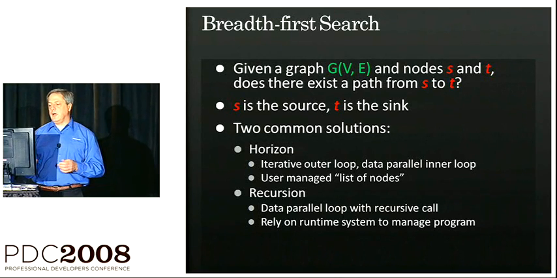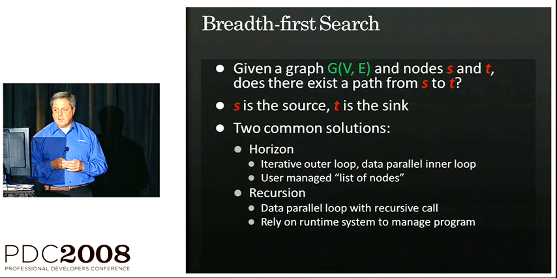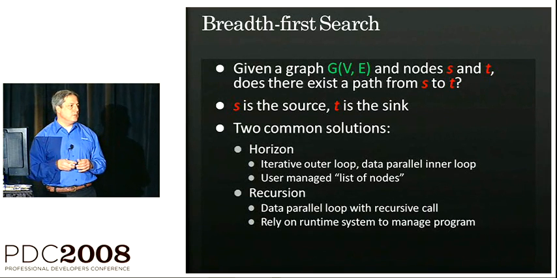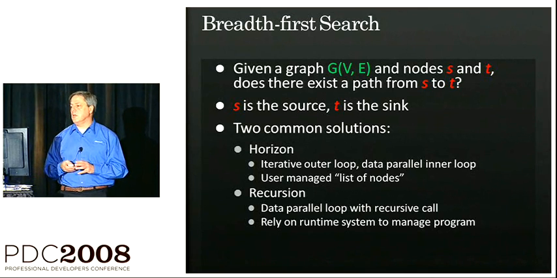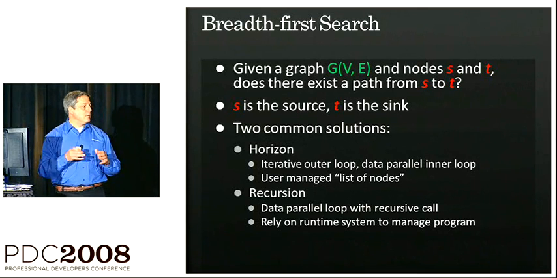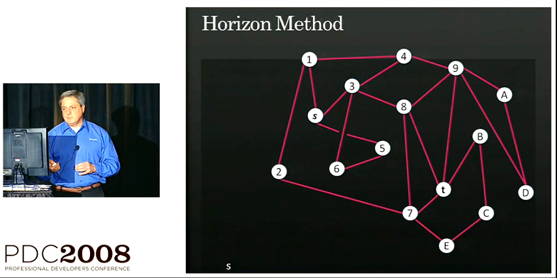The recursive implementation is much easier to implement. Basically, you're relying on the system to manage your horizon list, or the things that have been activated or reached. David had a nice example in his talk about a recursive tree.